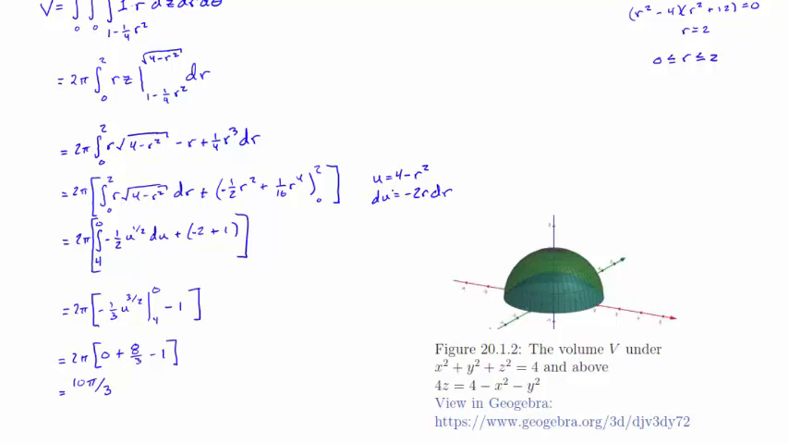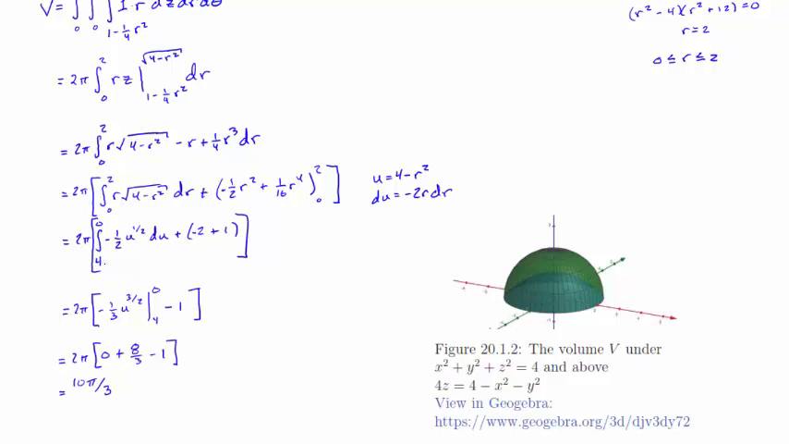Then I'm going to let u equal 4 minus r squared and du equal negative 2r dr for the remaining integral that we have inside here. This then equals 2 pi times bracket the integral from 4 to 0 of negative 1/2 u to the 1/2 du plus negative 2 plus 1, close parentheses, close bracket.